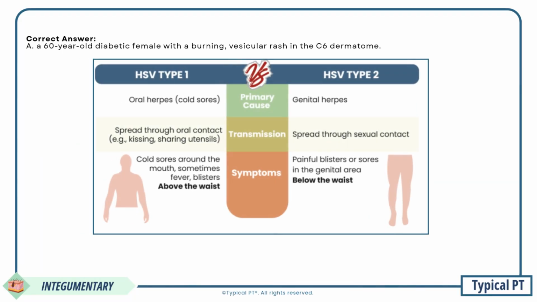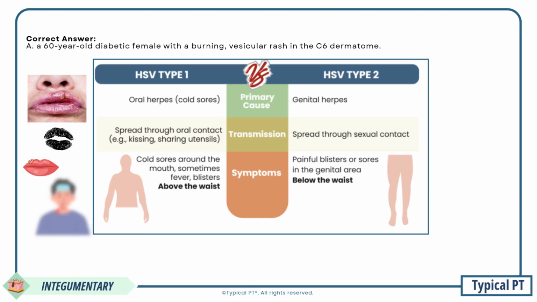And on the diagram, we can see the comparison between HSV type 1 and HSV type 2. HSV type 1 primarily causes oral herpes, also known as cold sores. It spreads through oral contact, such as kissing or sharing utensils. Symptoms include cold sores around the mouth, sometimes with fever and blisters, and these occur above the waist.